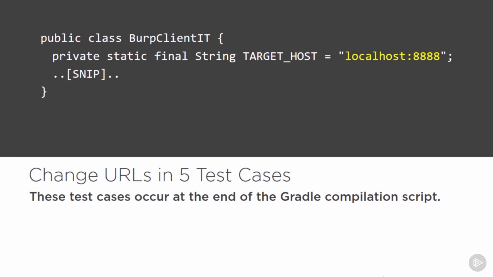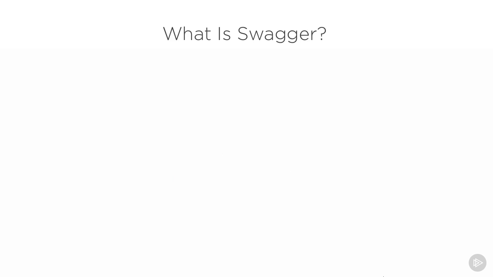Should you choose to compile the code, please go into the BurpClientIT class and modify the target host to reflect the particular target that you're going to compile your code against. These test cases will then be able to pass successfully. Now, once you've compiled the code, there's a very nice Swagger UI that is made available to you for testing out your REST API endpoints.